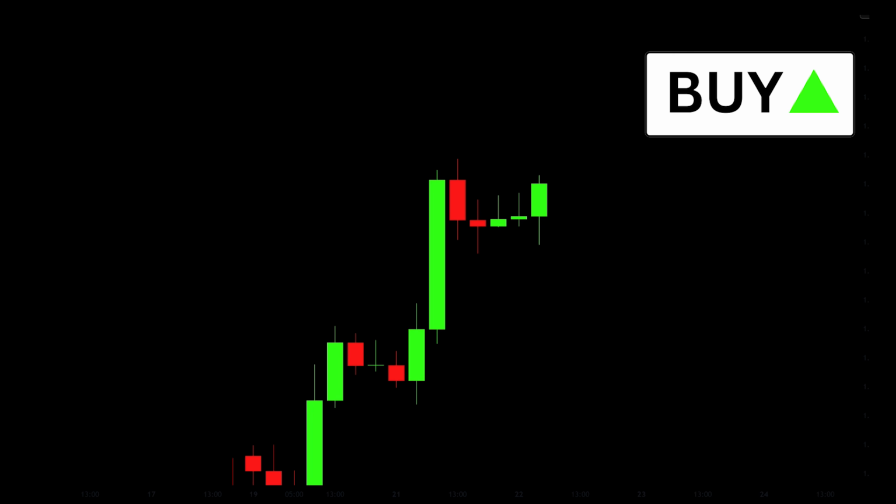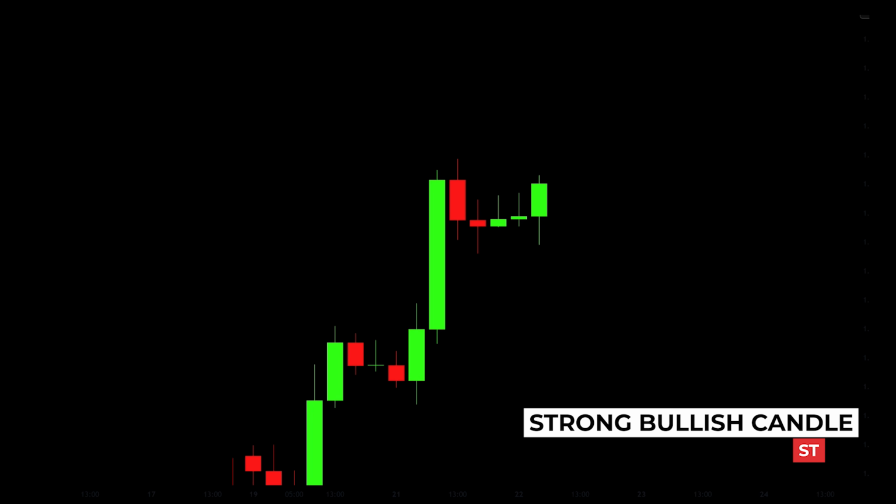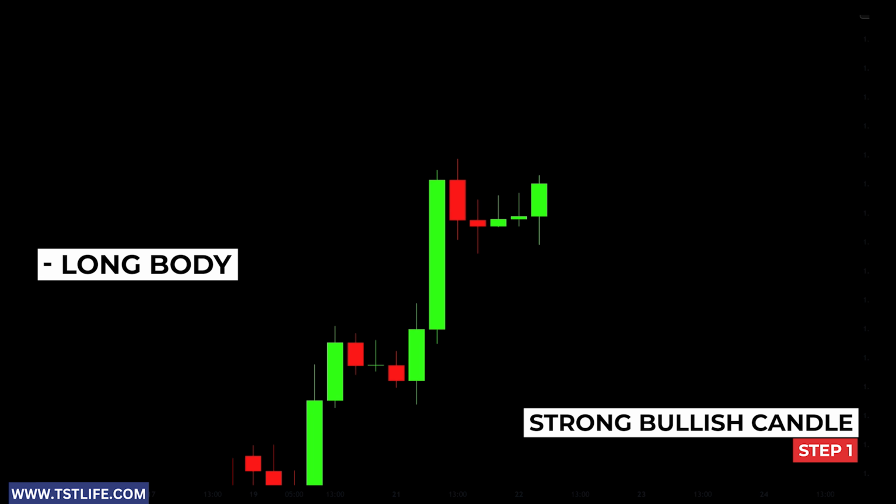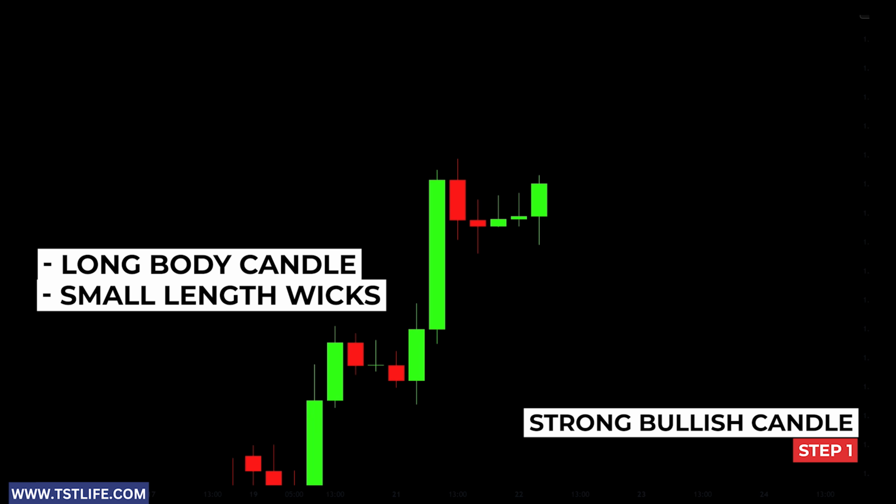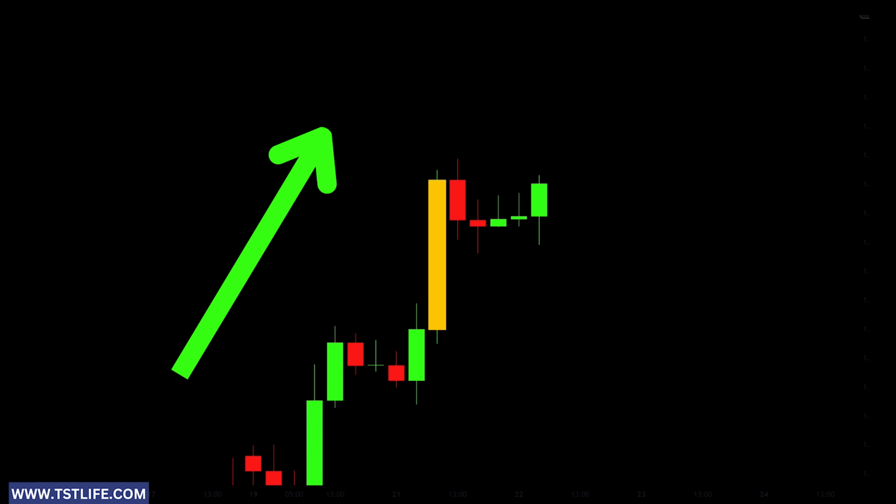First, we begin with a buy setup. Step 1. Identify a strong candle. Look for a bullish candle with a long body, around 70% of the total candle length, and relatively small wicks. This indicates a strong move in one direction.